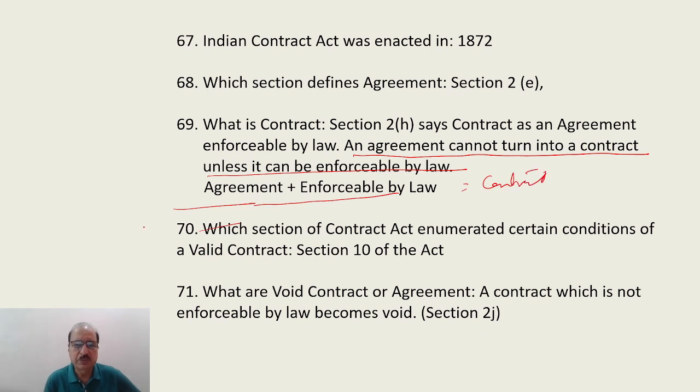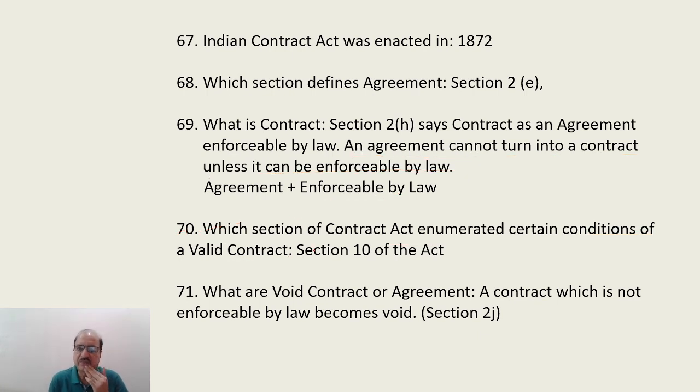Question number 70. Which section of the Contract Act enumerates certain conditions of a valid contract? What are the essentials, the features, of a valid contract, and under which section of the Act? Section 10 of the Act defines the conditions for a valid contract.